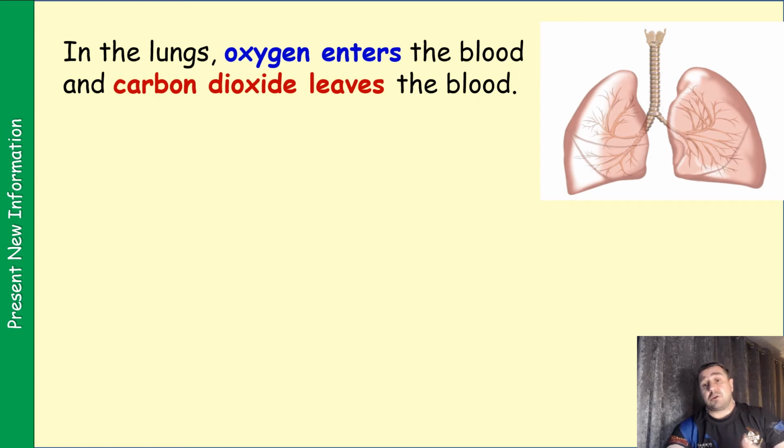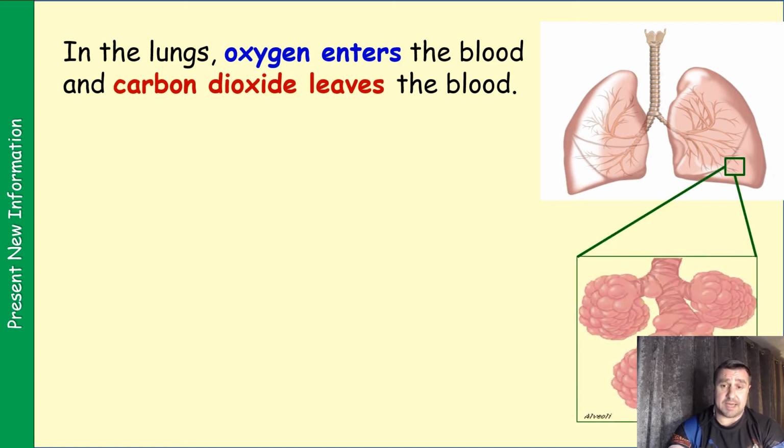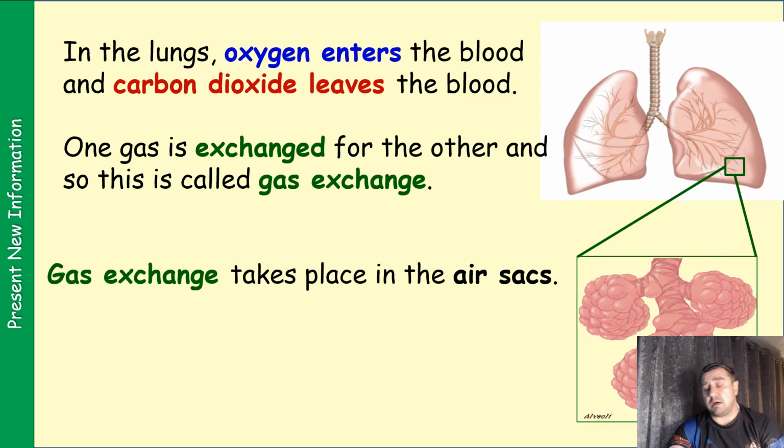So here we've got a diagram of the lungs. In the lungs, oxygen enters the blood, and carbon dioxide leaves the blood. This happens in something called the air sacs. We call this process, where oxygen comes in and carbon dioxide leaves, gas exchange, and it quite simply means the exchange of one gas for the other. So that's gas exchange: oxygen comes in, carbon dioxide leaves. As I said, gas exchange takes place in the air sacs.